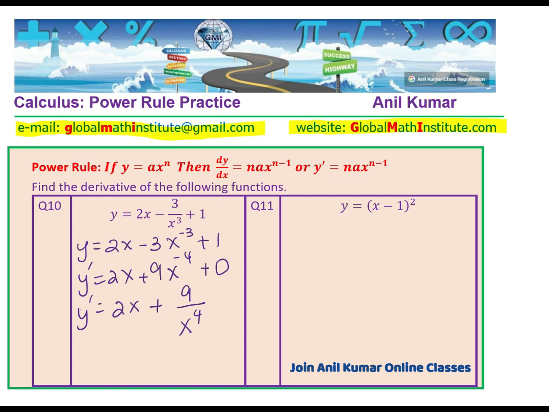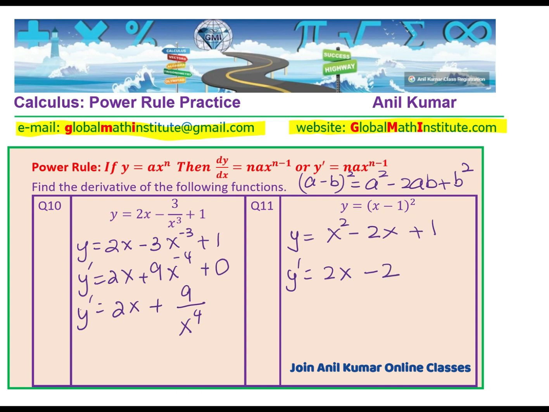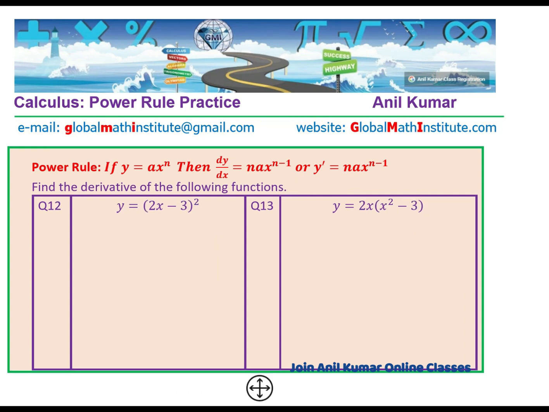Question 11 is y equals x minus 1 whole square. Knowing this power rule, to apply it effectively, we can expand. We know what a minus b whole square is. So let me write down the formula here. a minus b whole square is a square minus 2ab plus b square. So apply the formula and expand. So we get x squared minus 2 times 1 times x, which is 2x, plus 1. And its derivative will be 2x minus 2. Makes sense, right?